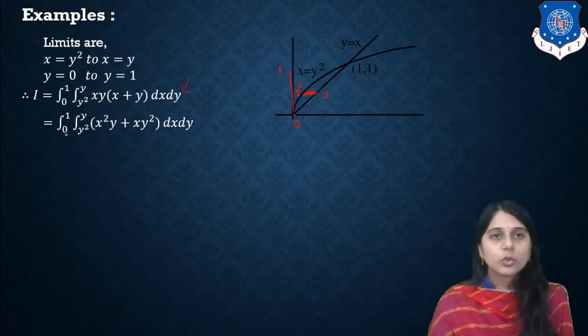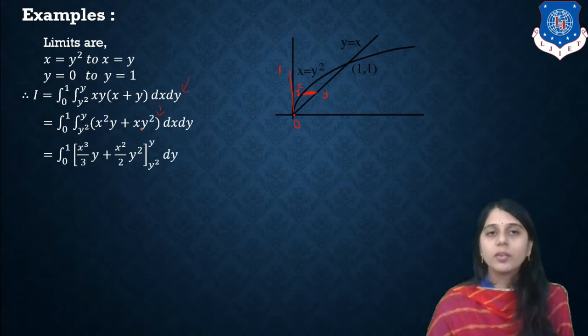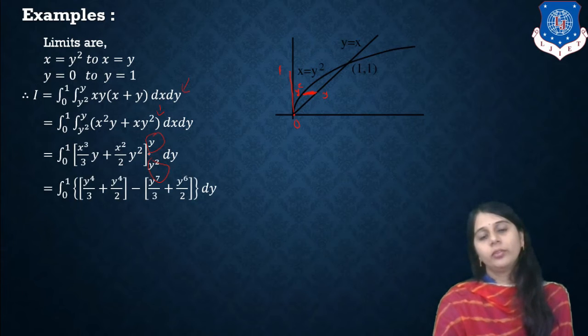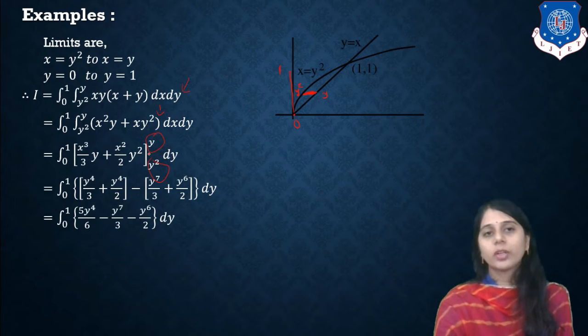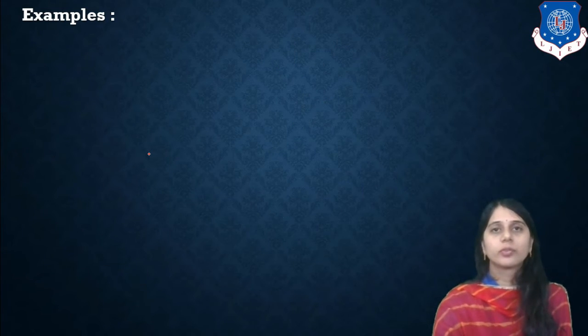So we say it is 0 to 1, y square to y, and integrate this. First we integrate with respect to x. So we get x square y plus x y square, and integrating this, we get x cube by 3 y, x square by 2 y square. Put the limit of y and y square. We get 5y raised to 4 by 6 minus y raised to 7 by 3 minus y raised to 6 by 2 dy, and putting the limit of 1 and 0, we get 3 by 56.